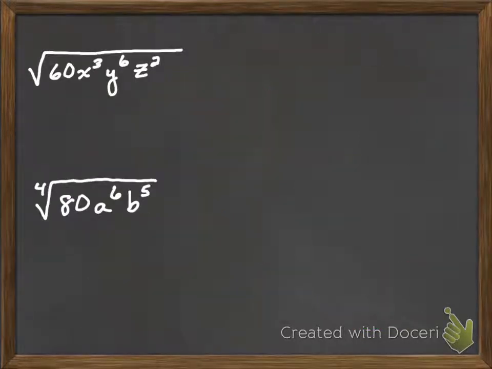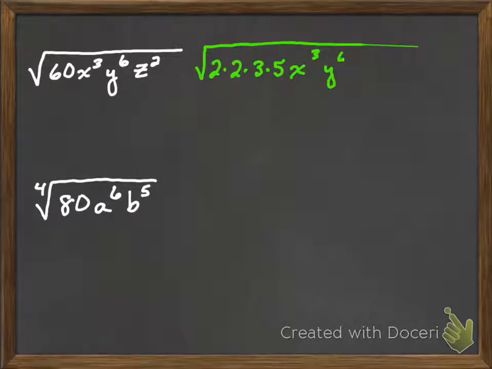All right, so let's look at throwing some variables in here. This next one, we're going to have square root, and the 60 breaks up into 2 times 30, which is 2 times 15, and 15 is 3 times 5. Now, the variables, we have x to the 3rd, y to the 6th, and z squared. So looking for pairs of numbers, we've got a pair of 2s. That will come outside the radical as a 2. Inside the radical, you're going to be left with the 3 times 5, which is 15.